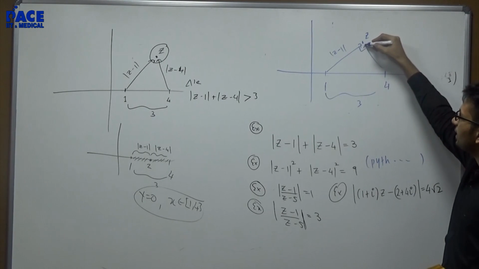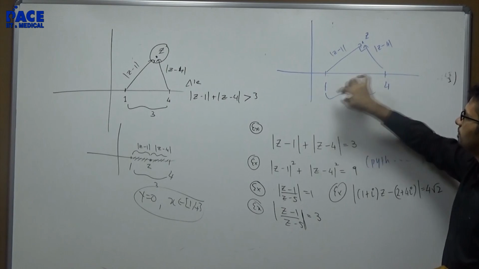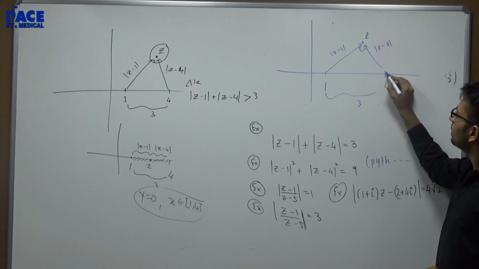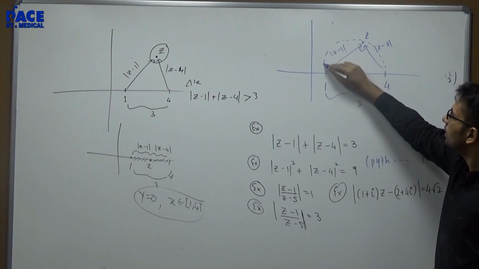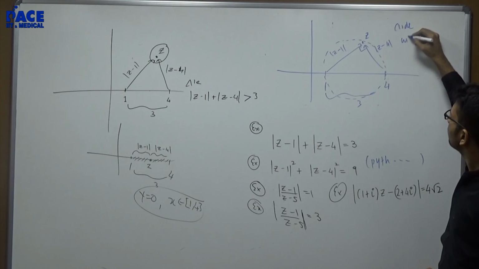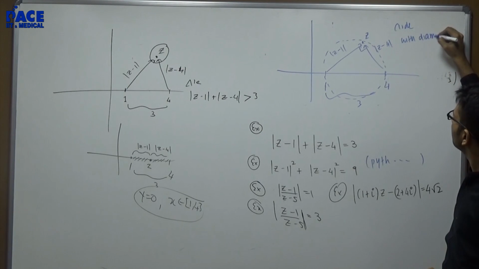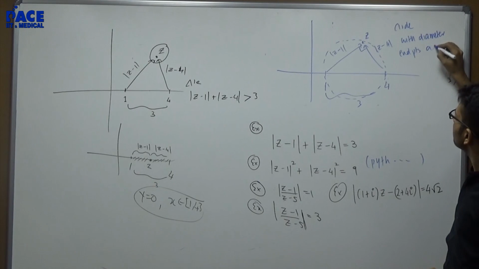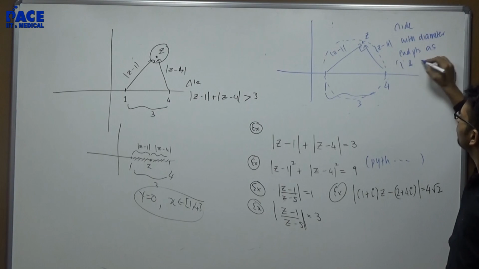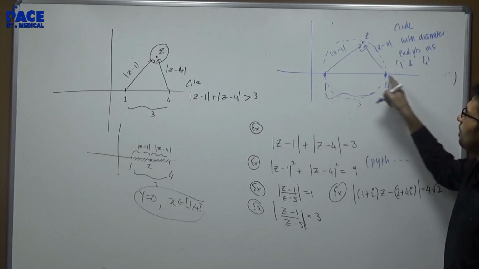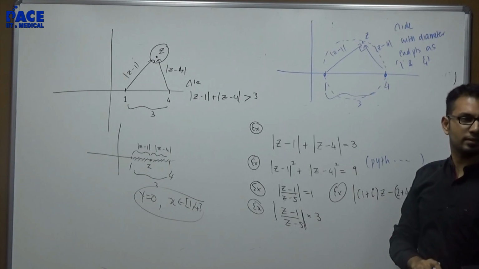So obviously it is subtending 90 degrees on these 2 points, right? So Z's locus will be a circle, with diameter points as 1 and 4. This 1 and this 4 are the diameter's end points. Is this clear? Yes sir. Okay?